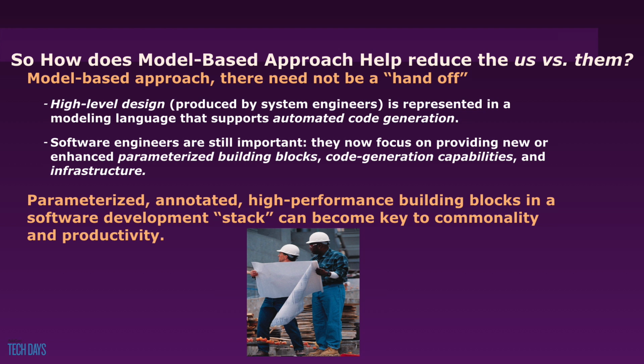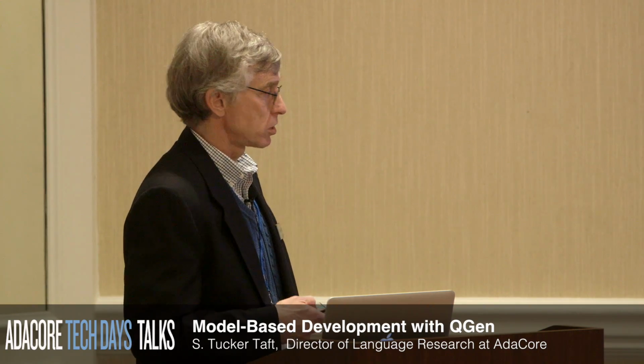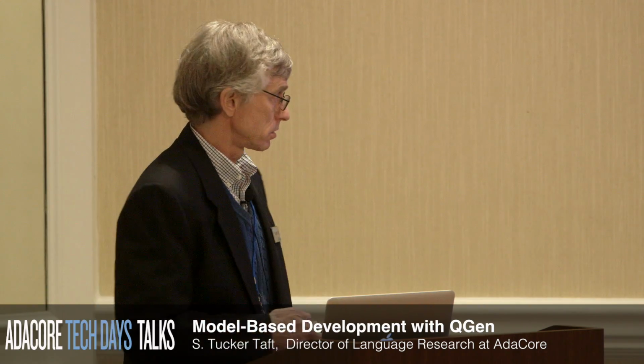So how does this help reduce the us versus them? Basically because your high-level design is represented in a modeling language that allows you to generate code directly. That is, the modeling language provides enough detail that you can actually push a button and it will generate code. But often there are pieces of that code that have to be written by hand, and you can think of them as building blocks. So the programmers are really focused on creating the right building blocks, and some of the out-of-line code that has been very carefully designed and implemented, now allowing the system engineers to use those building blocks in their models.